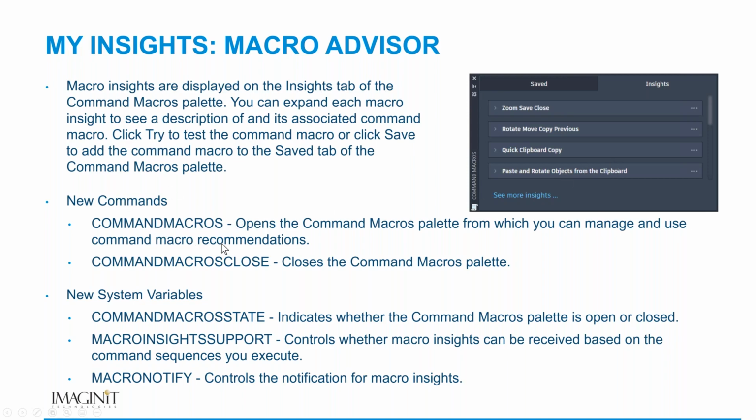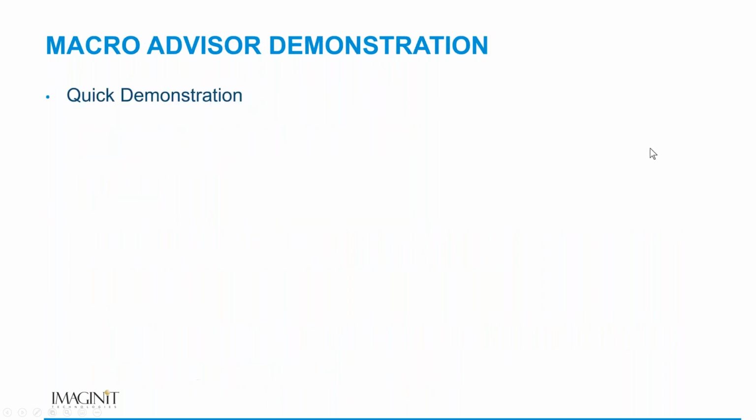So command macros opens the command macros palette, command macro close closes it. Command macro state indicates whether or not the command macros palette is open or closed. Insight support controls whether or not macro insights can be received based on command sequences you execute. And macro notify controls the notification for macro insights.